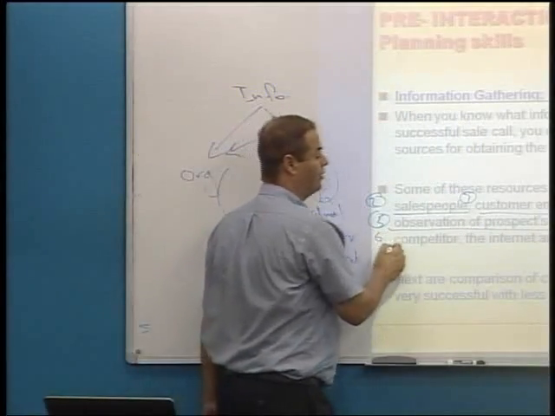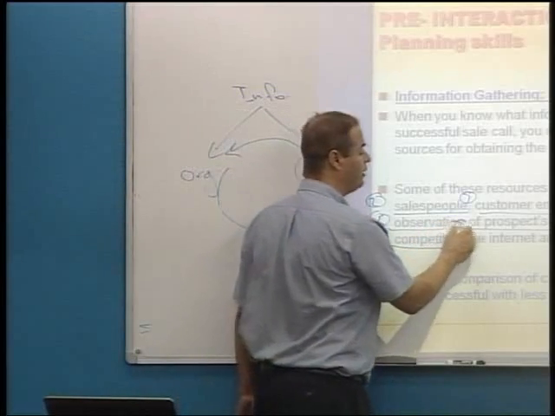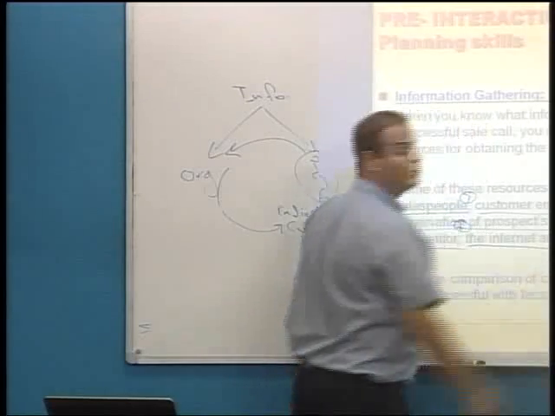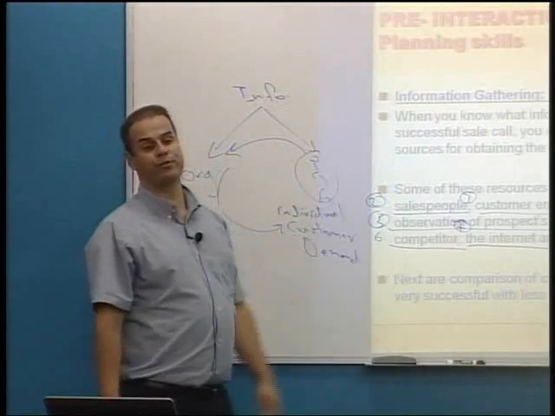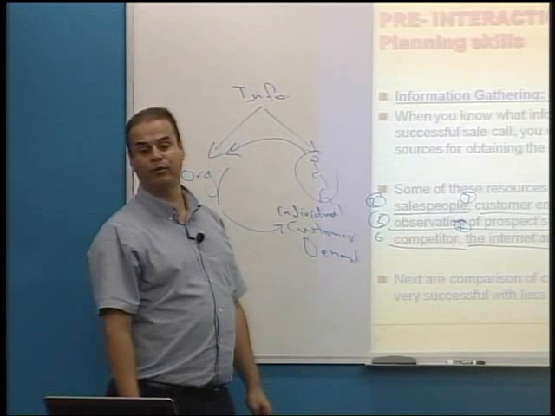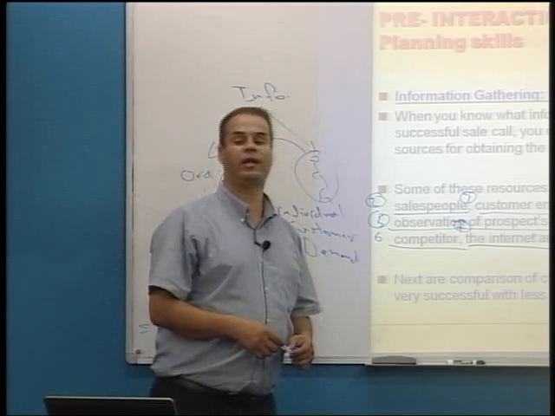Sixth, competitors. Seventh, and the final one, the company website. All these are potential resources by which I can gather data or information about the potential or the expected customer or client.